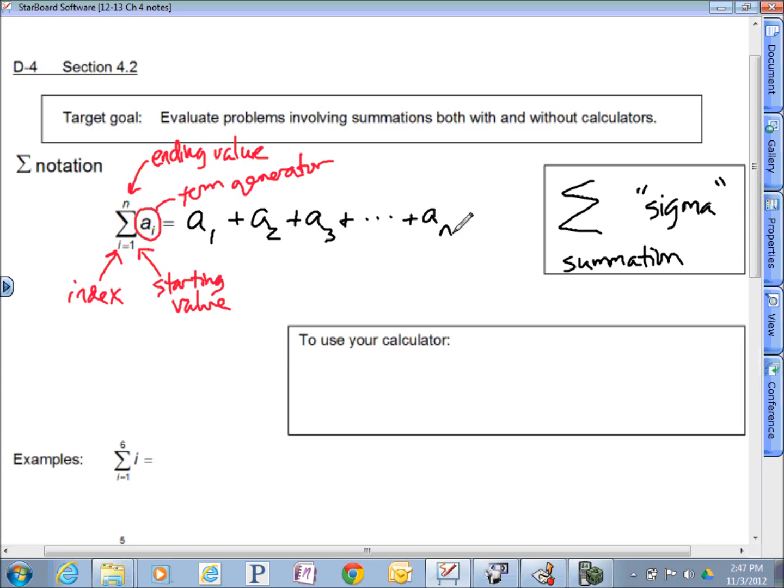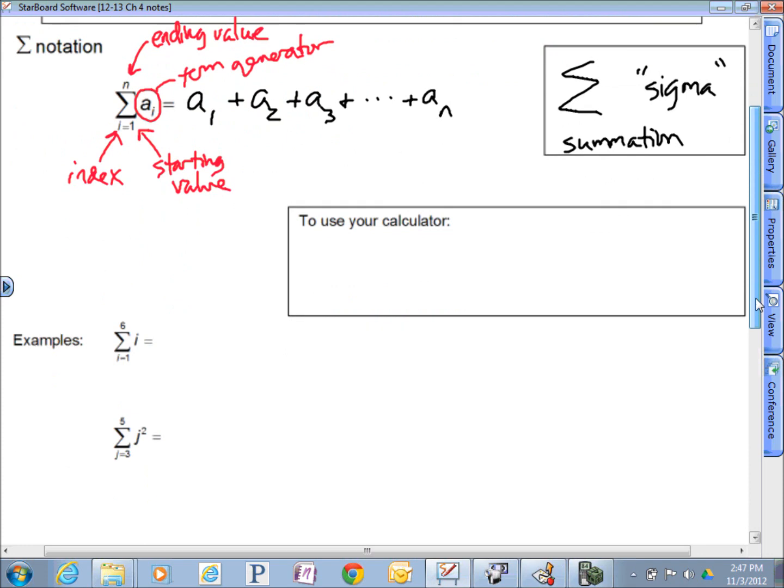So the first term has the term generator with the starting value plugged in. The last term has the ending value plugged in. And we'll get to the calculator piece in just a second. What I want to do is kind of tie this in a little bit first. So this first example, sigma, my counter gets placed at 1. So I is my counter. It starts at 1, and it's going to go until I put in 6. So what is this term really going to look like?